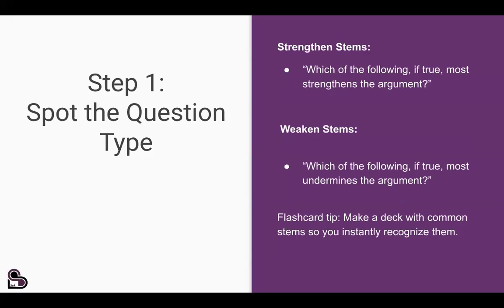Okay, so the first thing we want to look at is the stem. The question stem is going to identify for you whether you're dealing with a strengthening question or a weakening question, and that allows you to better choose the correct answer choice. So here are some examples. A strengthening stem: which of the following, if true, most strengthens the argument? Seems fairly obvious to me because we have the specific ask saying strengthens the argument. Whereas a weakening stem, similarly, will say: which of the following, if true, most undermines the argument.